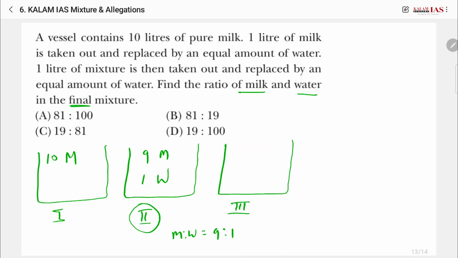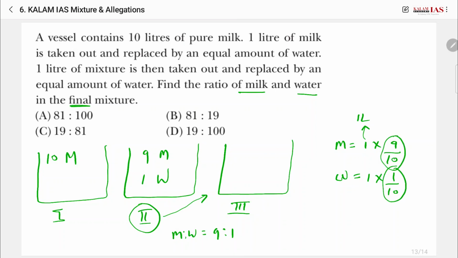Now if 1 liter of this mixture is removed, the milk removed will be 1 into 9 by 10 and water will be 1 into 1 by 10. This much amount of milk and water is taken out, because 1 liter is taken out and since milk and water are in the ratio 9:1, this amount of mixture will be transferred in the third situation. And now it is said to find the ratio of milk and water in the final situation.